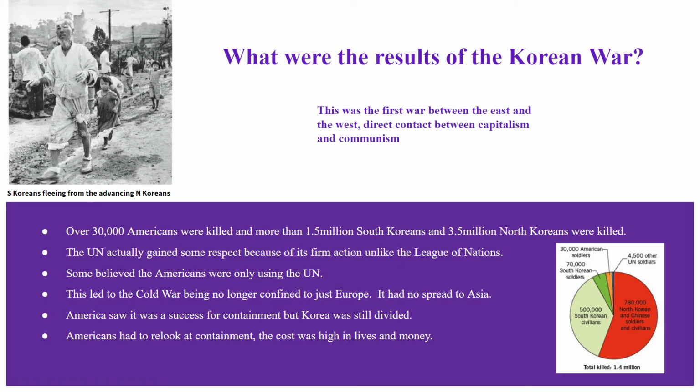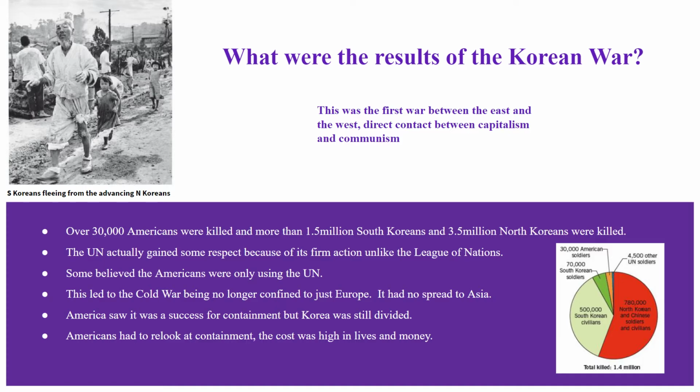The UN actually gained some respect because it actually had a firm action. So unlike the League of Nations, that was always wishy-washy, wishy-washy, wishy-washy. Again, watch chapter 2 videos to understand if you are not clear. The UN actually took a stance, they followed through, and they actually won. Okay, so it is a victory for containment because they did contain communism.